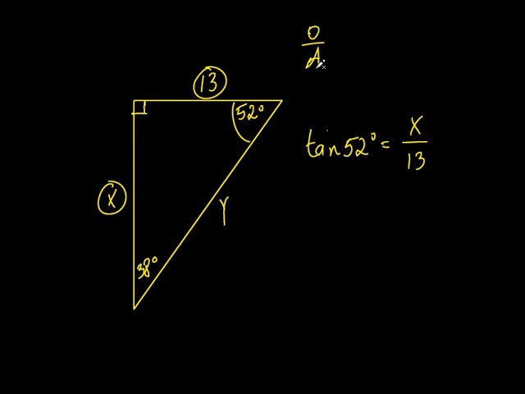So it's opposite over adjacent. So it is tangent. Thank you. Now, we've got to solve for x, don't we? All we do is just a little bit of algebra. You could cross multiply, but I'm not going to do that.